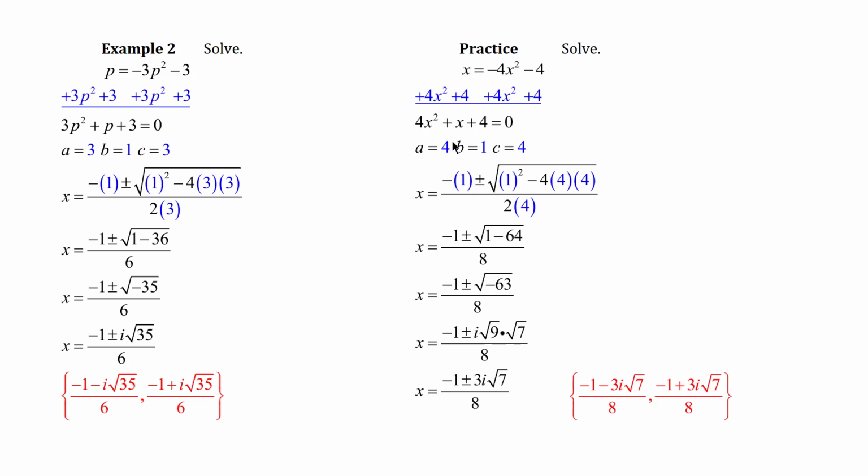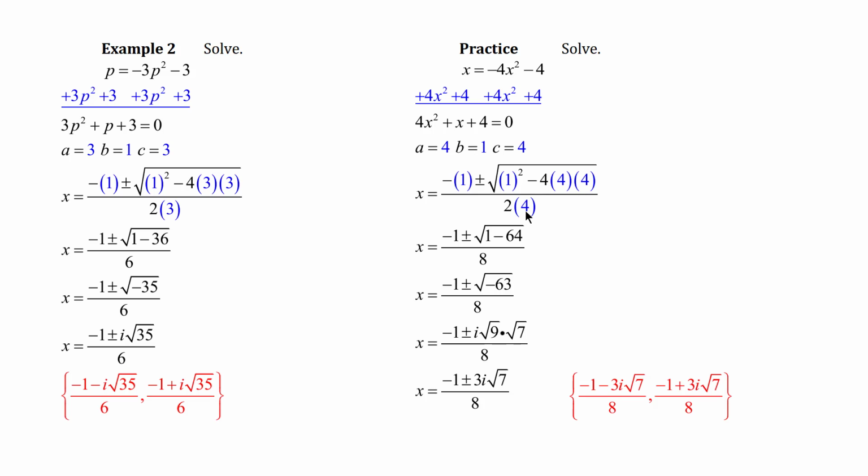Our value for a is going to be 4, the value for b is 1, and the value for c is 4. From here we substitute our values for a, b, and c into the quadratic formula. We get x equals negative 1 plus or minus the square root of 1 squared minus 4 times 4 times 4 all over 2 times 4.